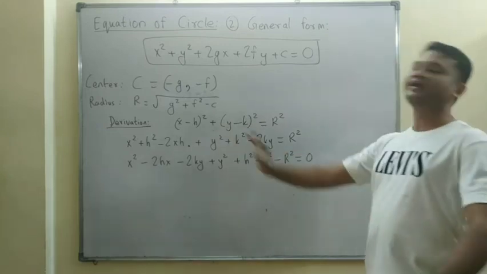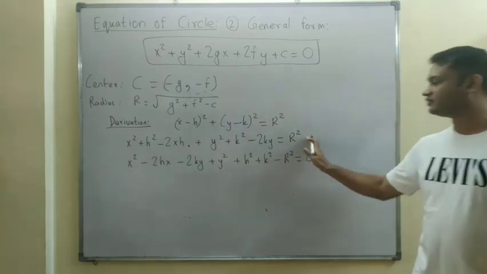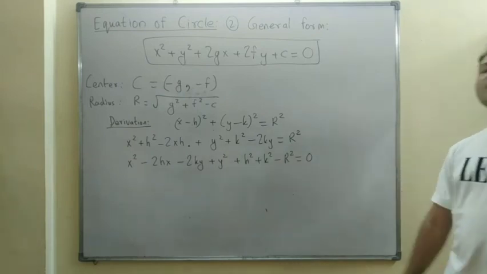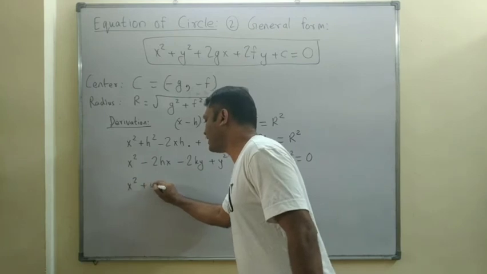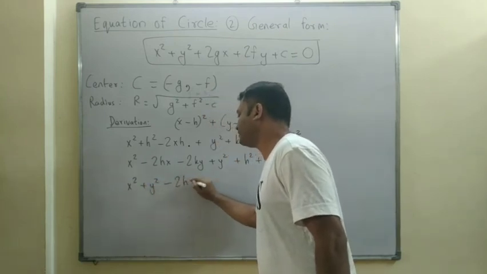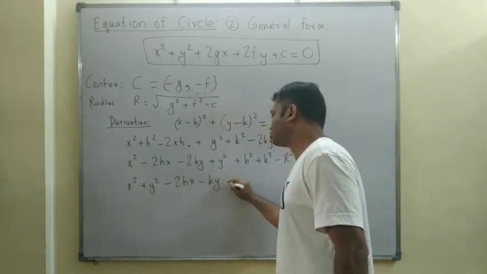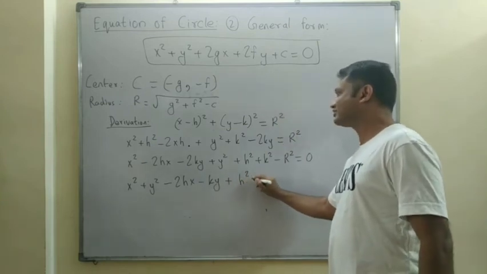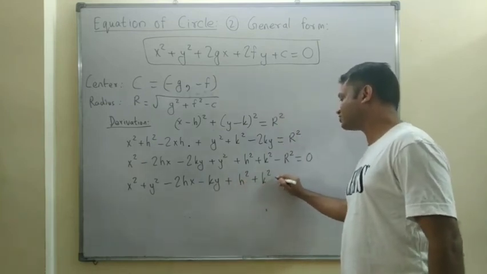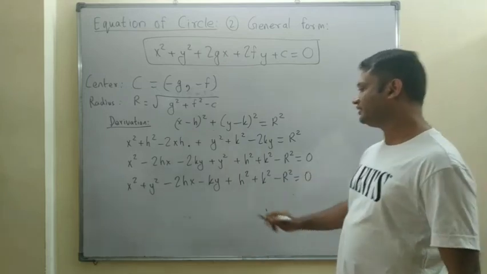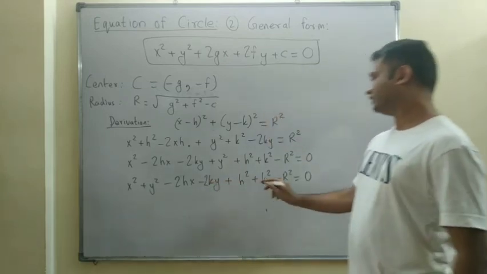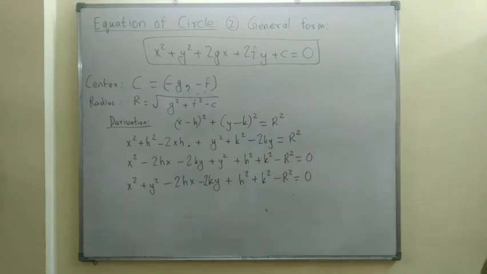So this is just a rearrangement of the same equation which we have written here. This is a rearranged form. So now I can write this as x square plus y square minus 2hx minus 2ky plus h square plus k square minus r square. Okay, so this is the same equation in another form.